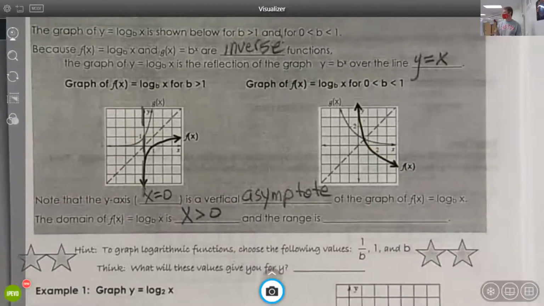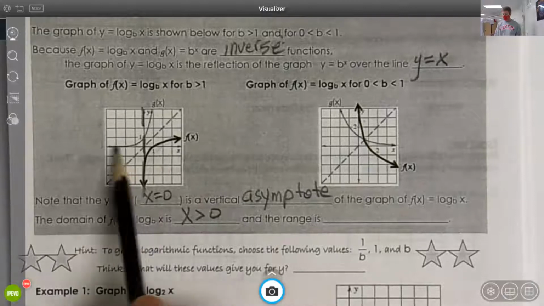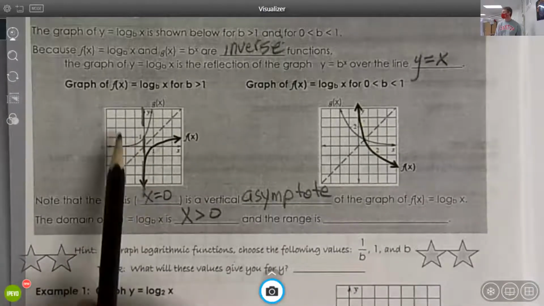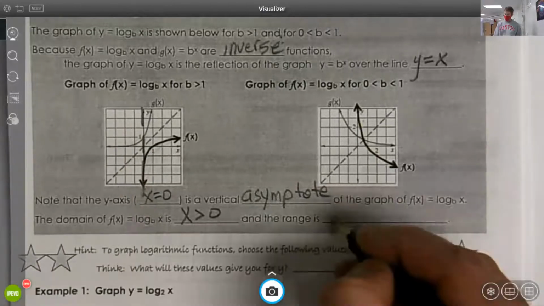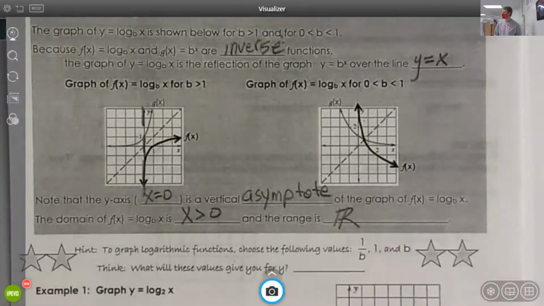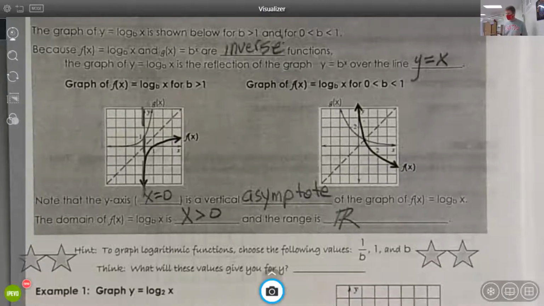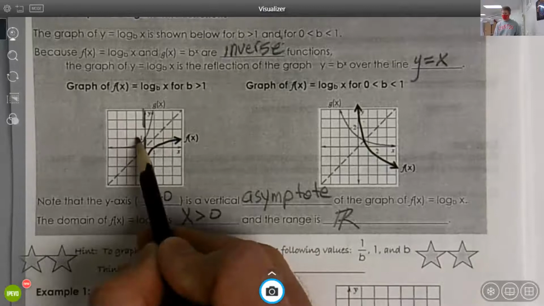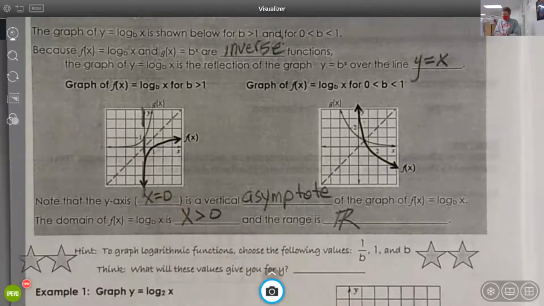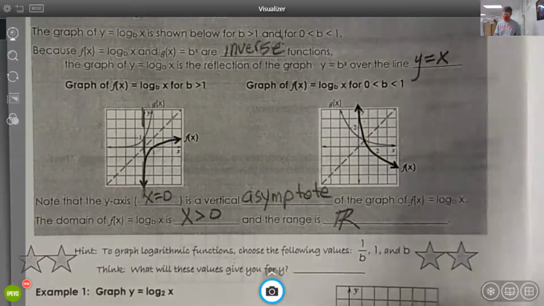They switch, the x and the y switch. What used to be all real numbers for the x's is now all real numbers for the y's. So the range is all real numbers. So I'm trying to show you there that the domain and range of the exponential have now become switched, the range and domain of the logarithmic equation.